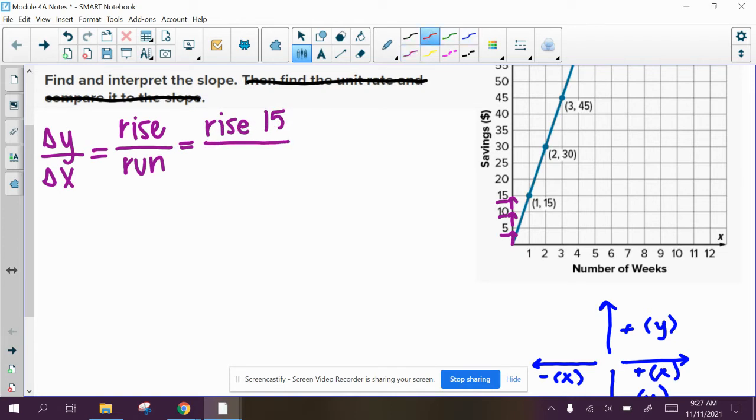And then I run to the right 1 because these are changing by ones. So I write right 1. And this is a positive and this is a positive. So we get that our rise over run is then 15 over 1 or 15.